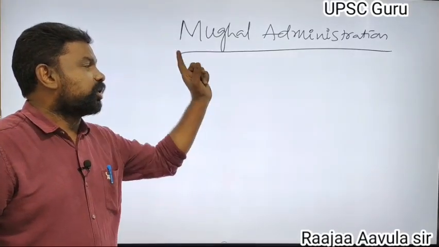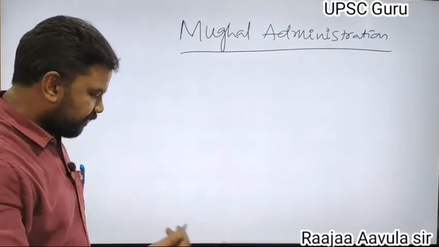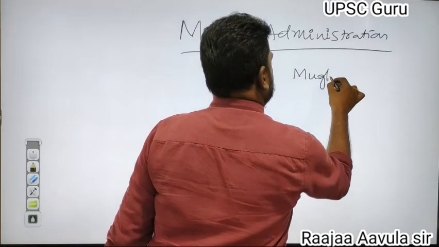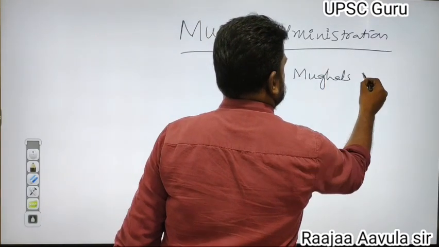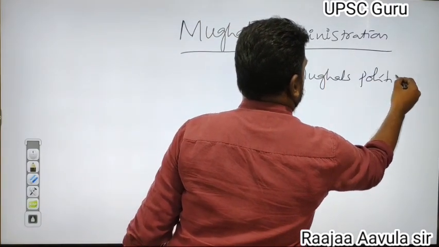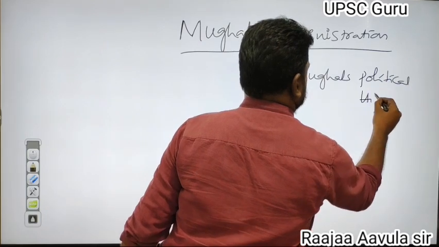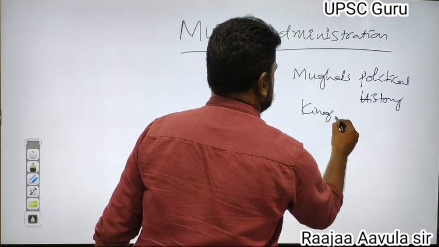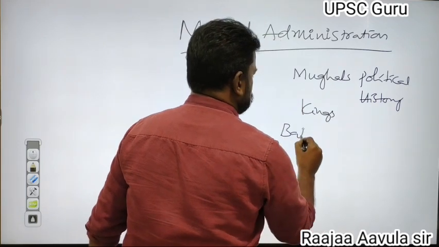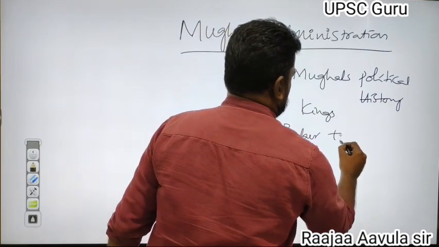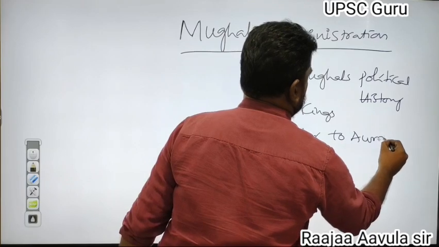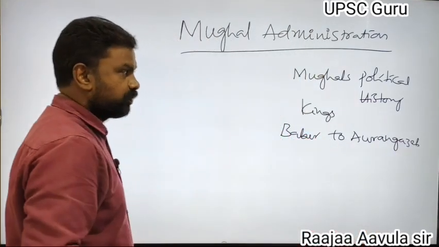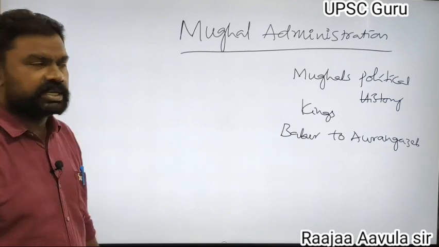Going to discuss Mughal administration. In the previous classes, we discussed Mughal political history. Political history means the history which deals with the kings, Mughal kings, from Babur to Aurangzeb. We have completed from Babur to Aurangzeb in the last classes. That political history has been completed.